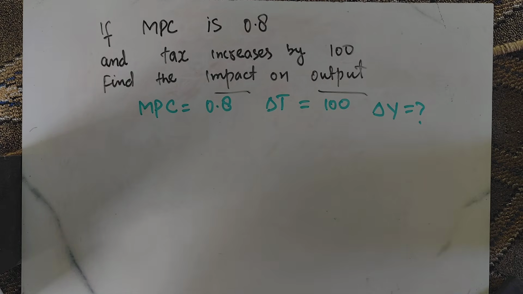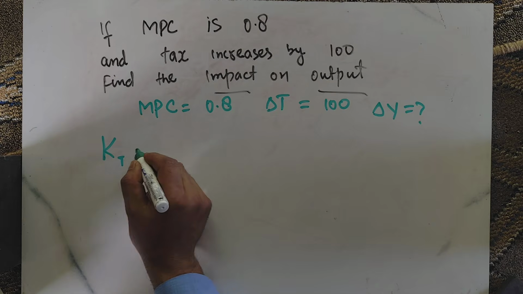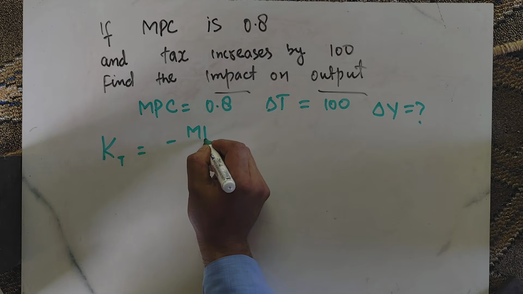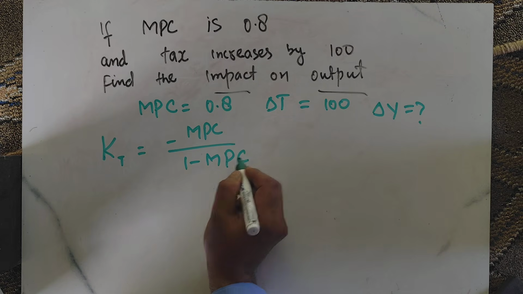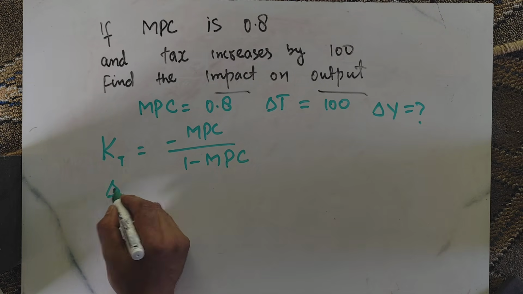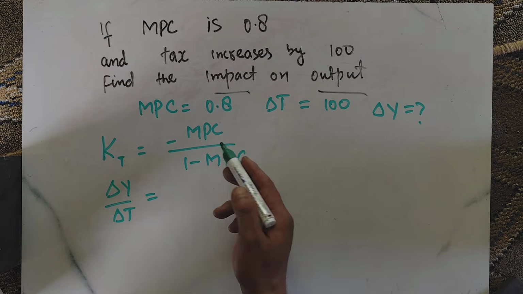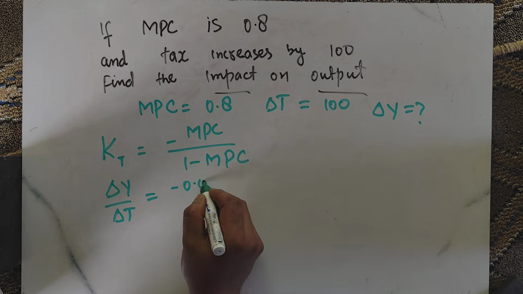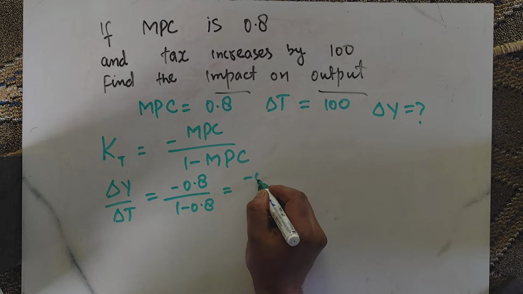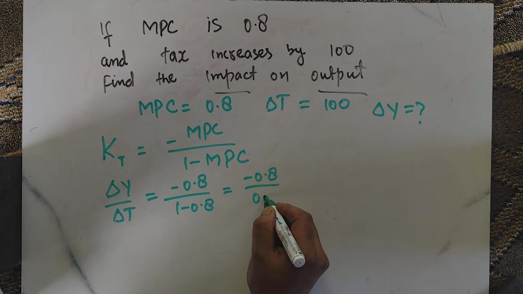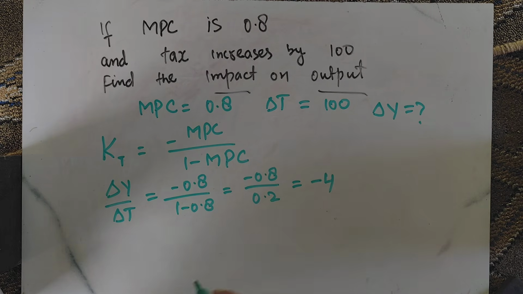This is a tax multiplier question, and the tax multiplier is given by minus MPC upon 1 minus MPC. The tax multiplier shows us the change in the output due to the change in taxes. It is minus 0.8 divided by 1 minus 0.8, so we get minus 0.8 upon 0.2. So 2 fours are 8, we get negative 4.